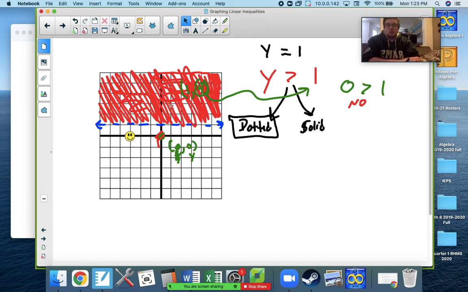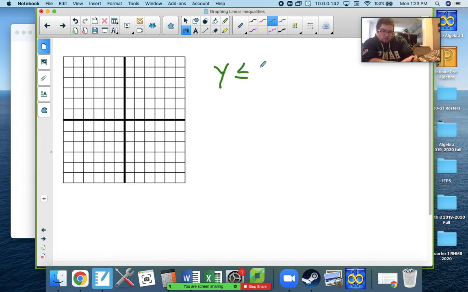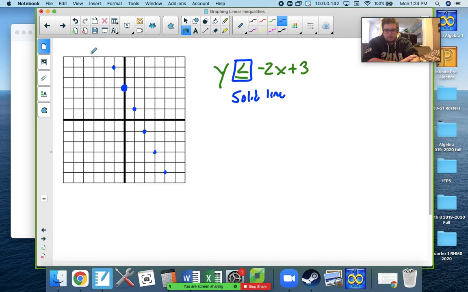So what we're going to do is graph some of these lines like we did in our previous unit. Say we've got y is less than or equal to negative 2x plus 3. Just as it was in slope-intercept form, we're going to start up here at 3, down to right 1, down to right 1, down to right 1, down to right 1, up to left 1. We take a look at this symbol right here. Because it's an equal to, that makes this a solid line.